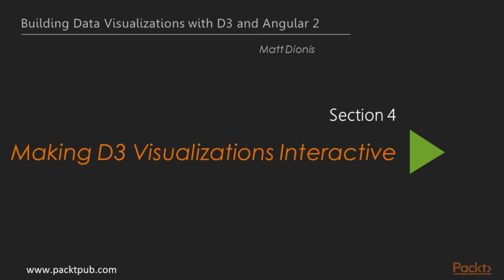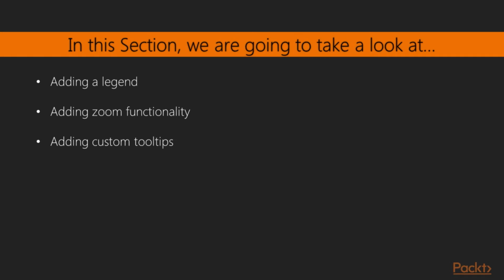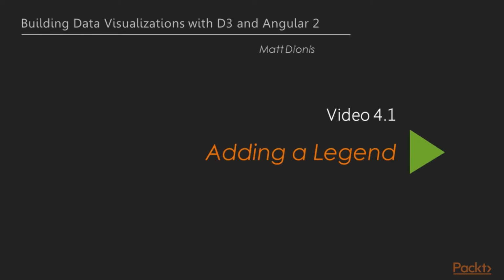Welcome to the section of Harnessing the Power of D3, where we will add some finishing touches to our choropleth map, including interactivity. First, we will add a legend to our map. Next, we will add some basic interactivity in the form of zooming. Finally, we will learn how to add custom tooltips to our map. Let's get started. In this first video, we will add a legend to our choropleth map.